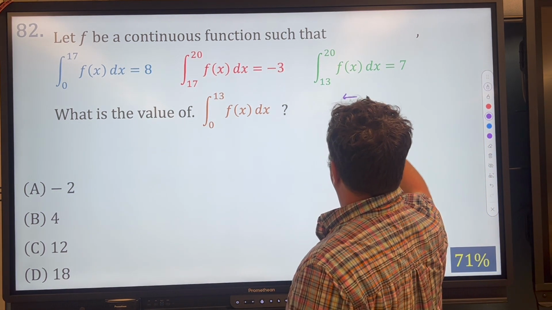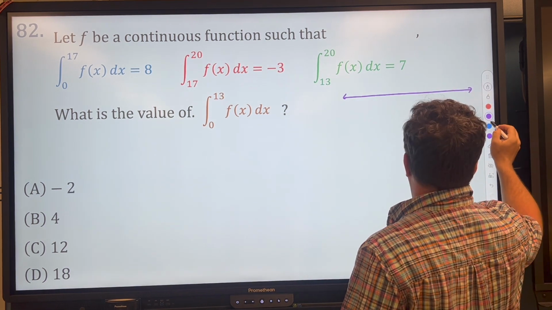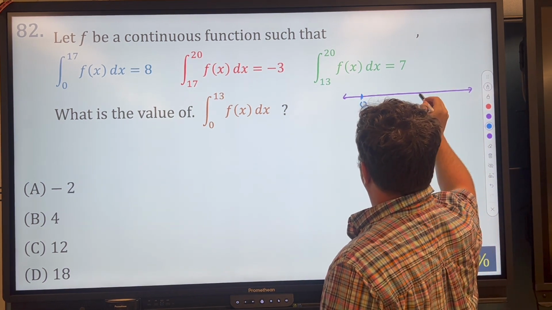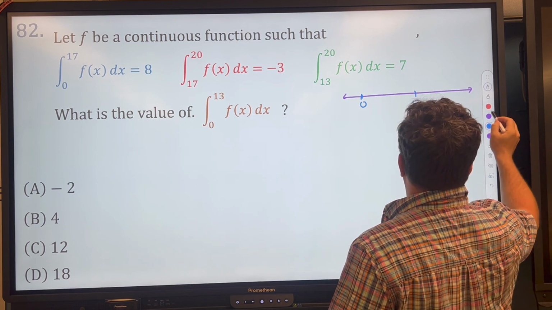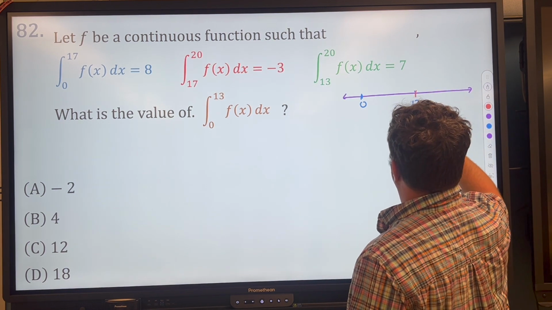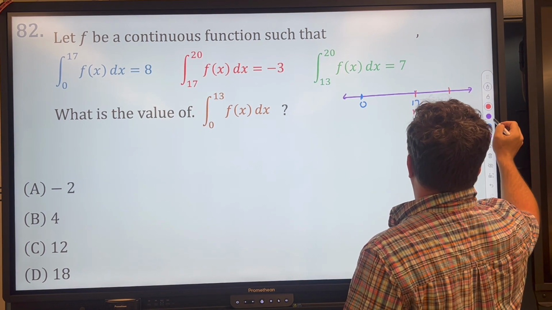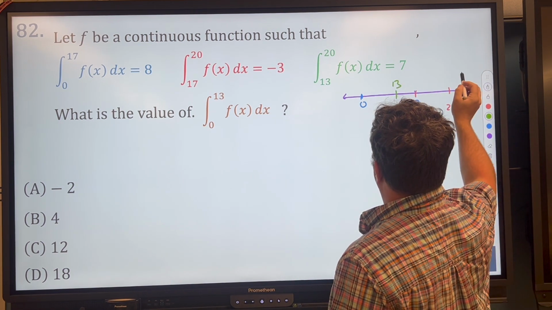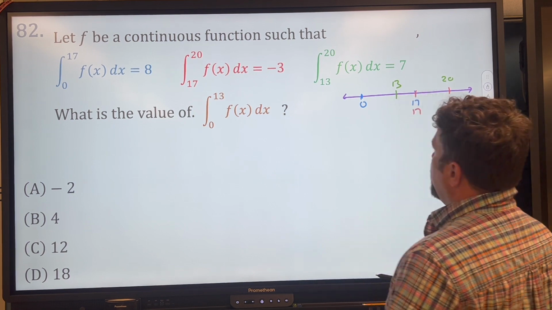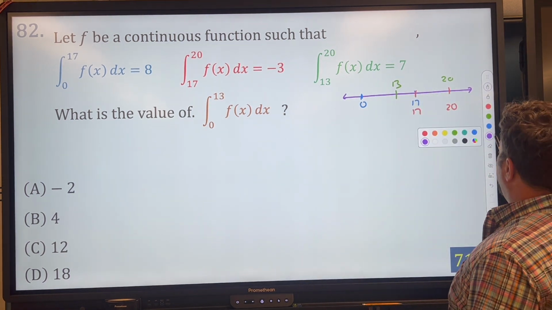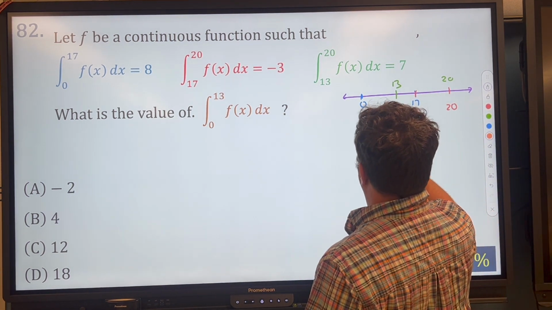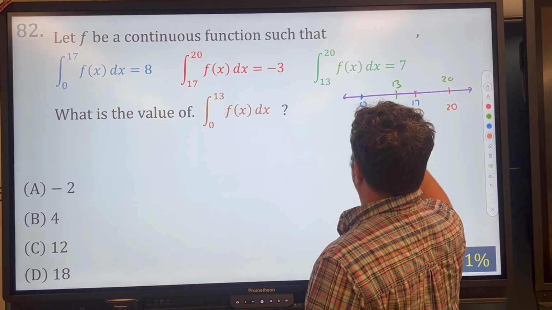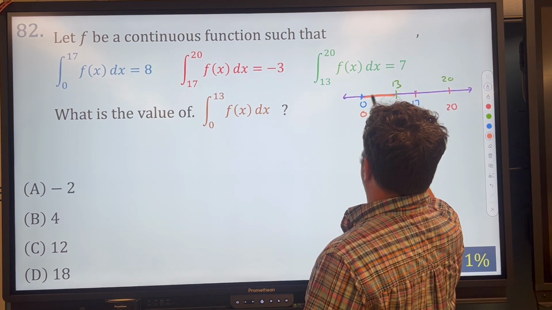So just think of it like a graph, all right? We have from 0 to 17, right? We have from 17 to 20. And then we also have from 13 to 20. But what we want to get, and the answer we want, is from 0 to 13. So we want this amount.